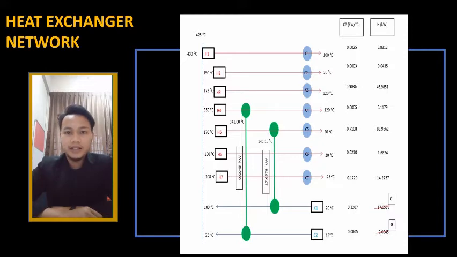As we can see here, streams H4 and C2 will exchange heat between them, as well as stream H5 will exchange heat with C1, and both follow the heat exchange principle for below pinch. CP hot must be bigger than or equal to CP cold, and the temperature difference must not be lower than 10, because our delta T min is 10 degrees Celsius.